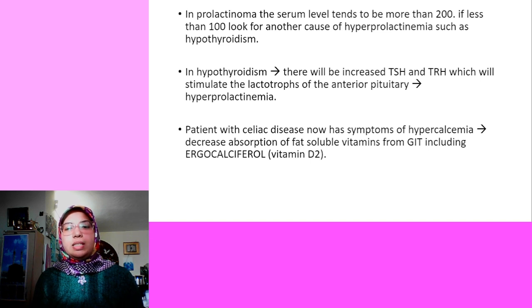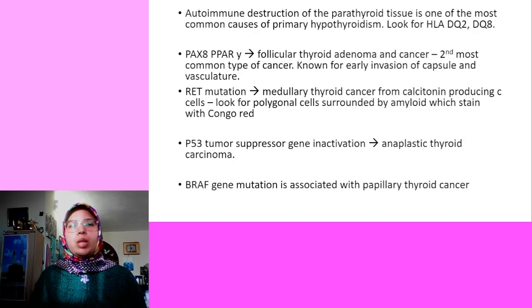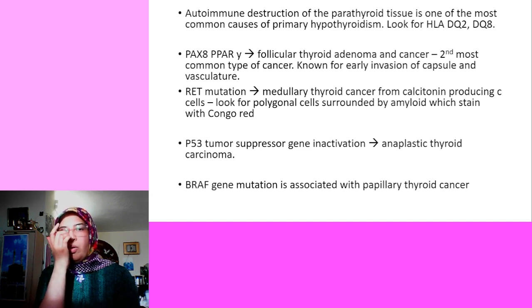Patient with celiac disease now has symptoms of hypercalcemia. Well, these patients have malabsorption, right? They're not going to be absorbing vitamin D from their GIT. That vitamin D2 that you can get from foods is called ergocalciferol, vitamin D2. Autoimmune destruction of the parathyroid is one of the most common causes of primary hypoparathyroidism. Look for HLA-DQ2 and DQ8.